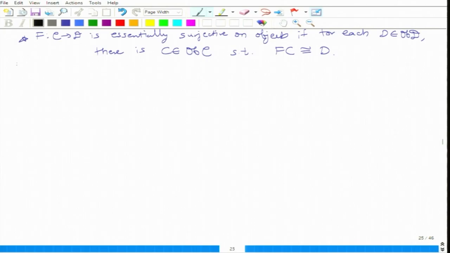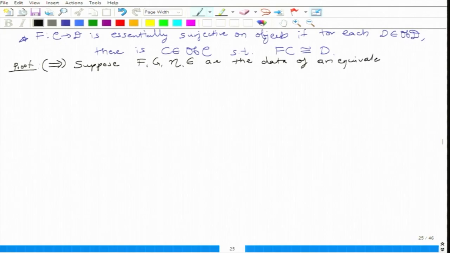So let me start with the proof. One side is very simple, so we are going to prove this side. Suppose F, G, eta, epsilon are the data of an equivalence between C and D. Suppose this data is given. Now we have to show that the functor F is fully faithful and essentially surjective.